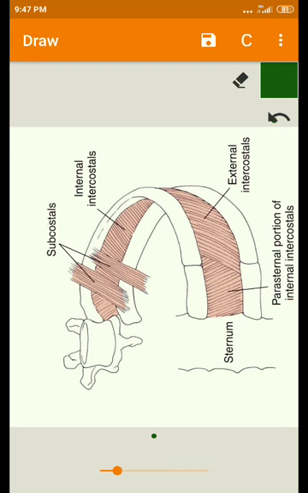Okay, now coming to the external intercostalis. These muscles extend from the tubercles of the ribs. You know the tubercles in a rib. So they extend from the tubercles of the ribs anteriorly. These fibers come like this, anteriorly, up to the costochondral junctions, where they form an external intercostal membrane.